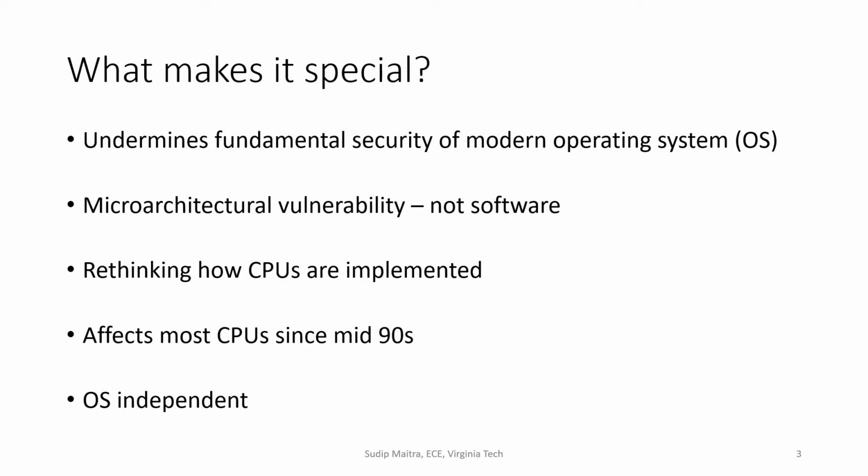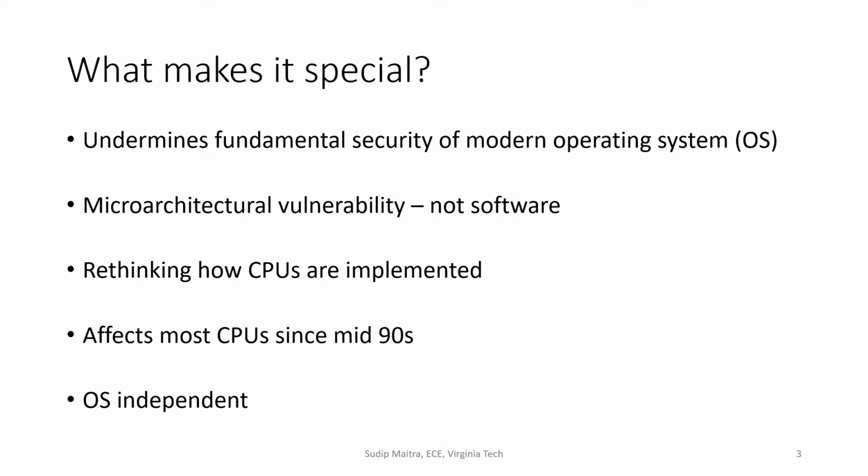The cornerstone of modern computer security relies on address space isolation that protects user processes from accessing kernel memory and other user space. Meltdown undermines all security measures built on top of this address isolation principle.